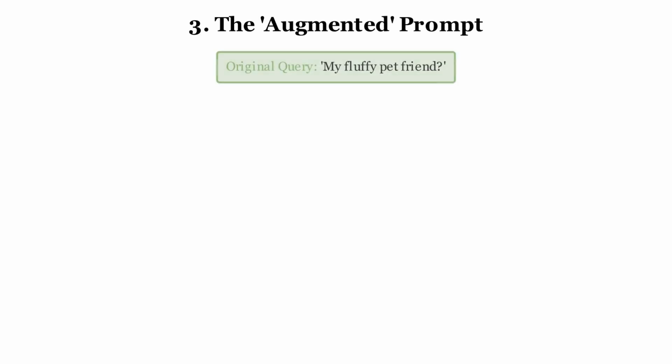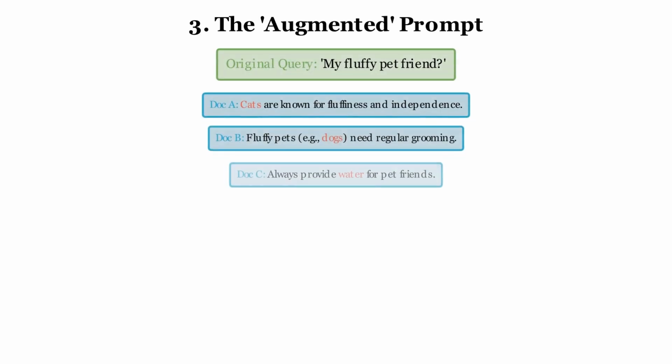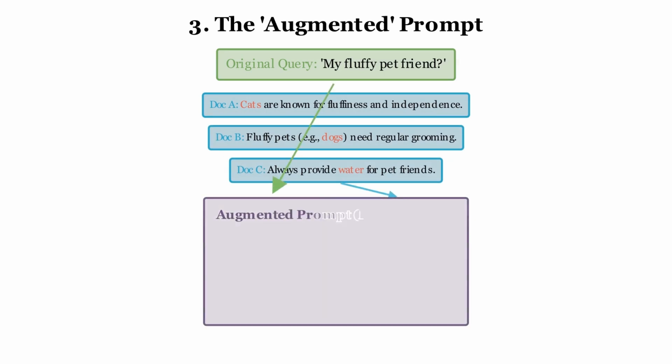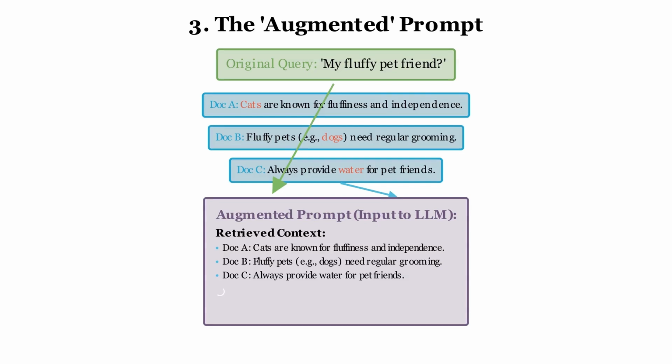The augmented prompt. Then RAG merges the original query plus top documents and sends them to the language model for generation. Now the model has the top K retrieved documents along with the original query. And with the exact information in question, the model can generate an accurate answer.